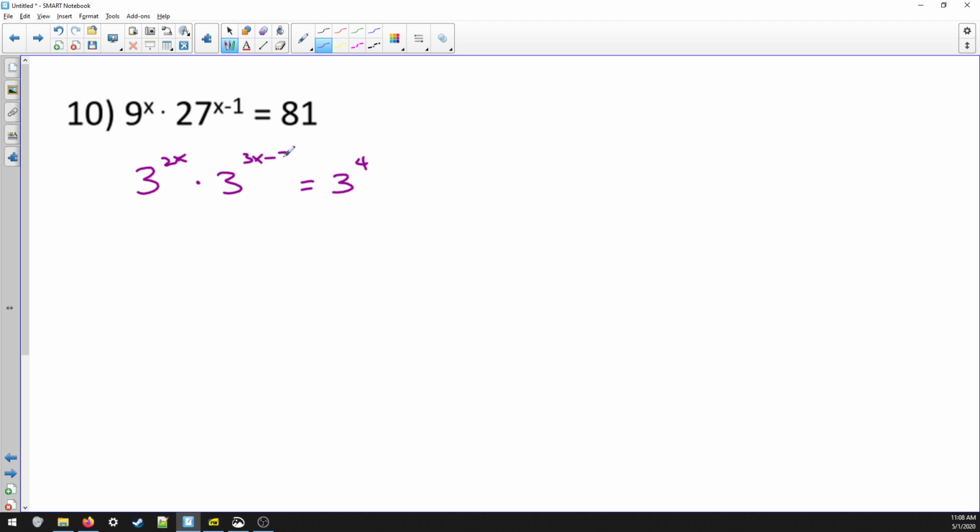Okay, because now the rule says, and I'll just come over here and remind you, if I have something like x squared times x to the third, right? If I want to multiply something together that has exponents, as long as the bases are the same, I'm going to add the exponents. This would be x to the fifth, right? 2 plus 3. So I'm going to do the same thing here. I'm going to add this exponent of 2x to this exponent of 3x minus 3, and that's going to make 5x minus 3. Right? 2x plus 3x makes a 5x. Okay.